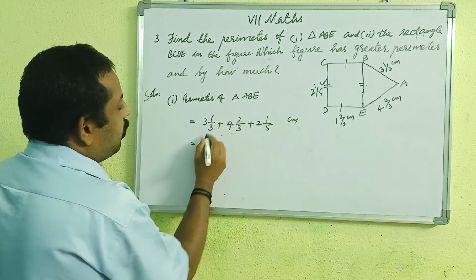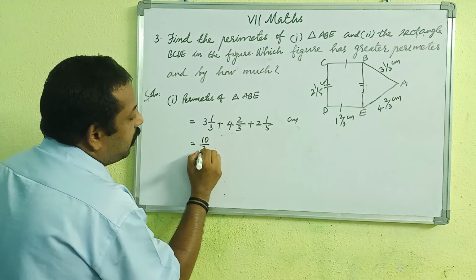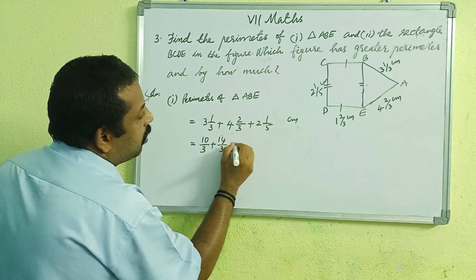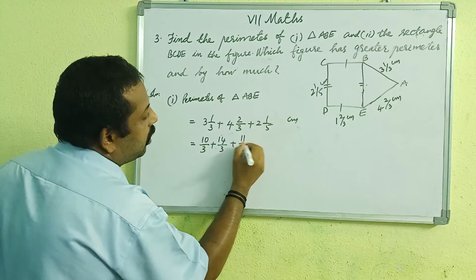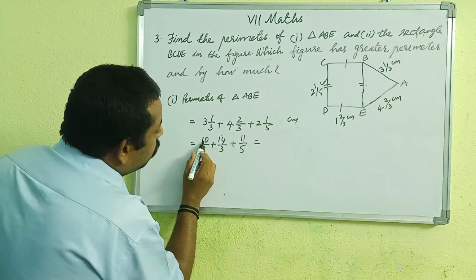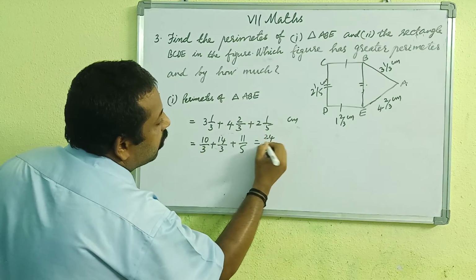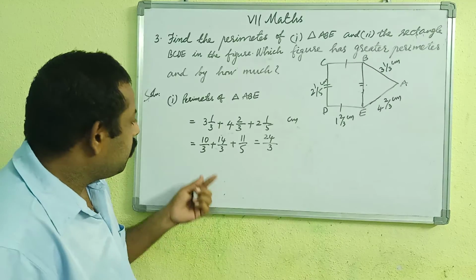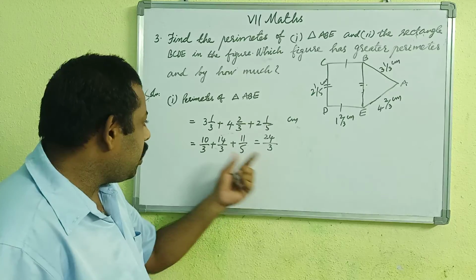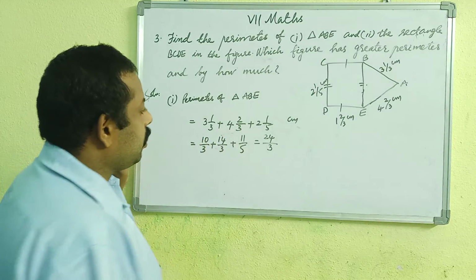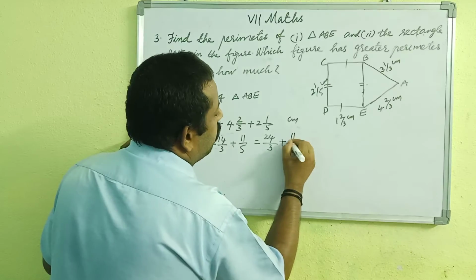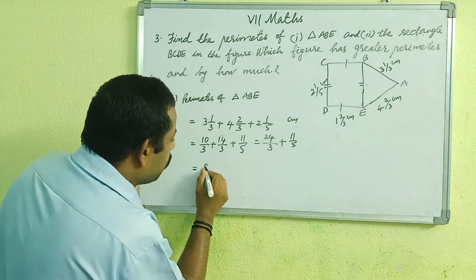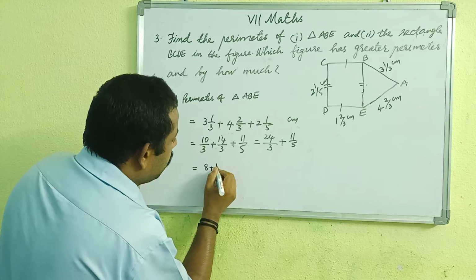3 3s are 9, 9 plus 1, 10/3. Plus 12 plus 2, 14/3. Plus 2 5s are 10, 10 plus 1, 11/5. Equals 10 plus 14, 24 divided by 3. Why have I written 24/3? Because the common denominator is 3. We have to add 10 and 14, plus 11/5. So how much do you get? 24/3 is nothing but 8. 8 plus 11/5.